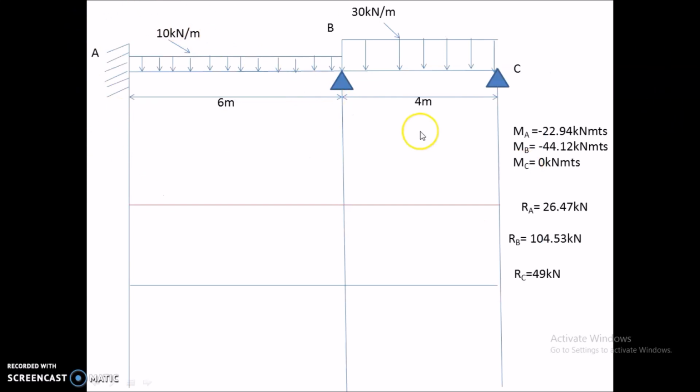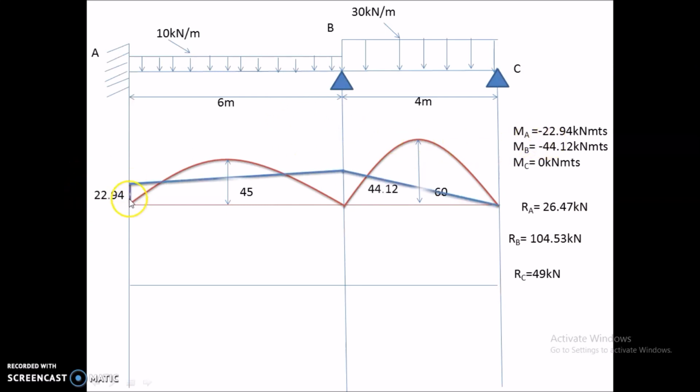So this is our actual beam, and these are the values calculated by us. Now we had already calculated and drawn this bending moment diagram. Here this is WL square by 8, that is 45, and this WL square by 8 gives us 60. And coming to the remaining part of the bending moment diagram, here MA is 22.94 value here, and coming to this point MB is minus 44.12. So I had joined both the points using a straight line, and from here to here it is 0, MC is 0, so I had joined this. This is our bending moment diagram.